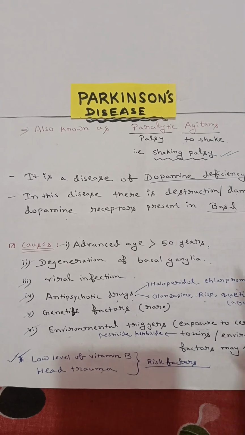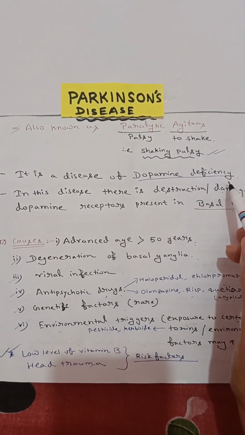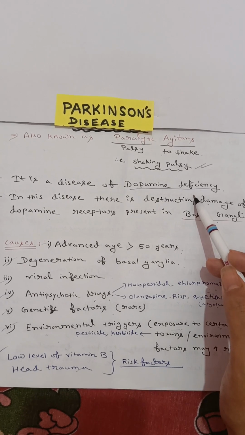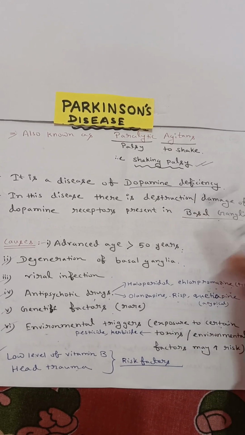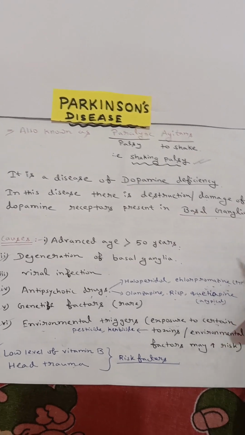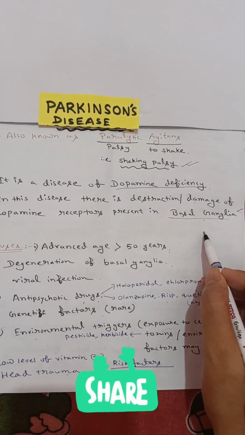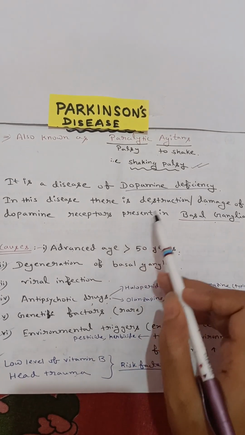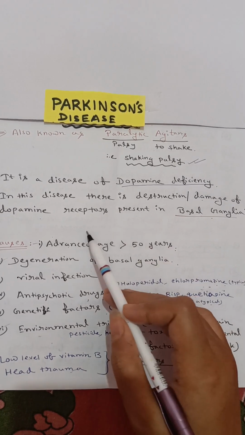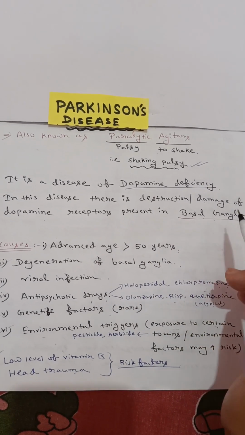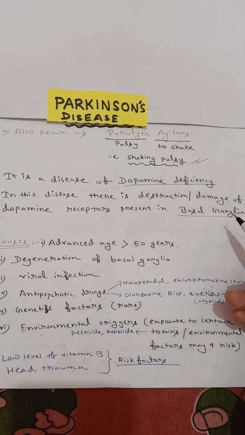Okay, so this disease occurs due to dopamine deficiency. Dopamine is the chemical messenger or neurotransmitter which helps the nerve cells to communicate with each other, and there are dopamine receptors present in the basal ganglia. In Parkinson's disease there is destruction or damage of the dopamine receptors which are present in the basal ganglia, so there is a problem in the coordination of the patient.